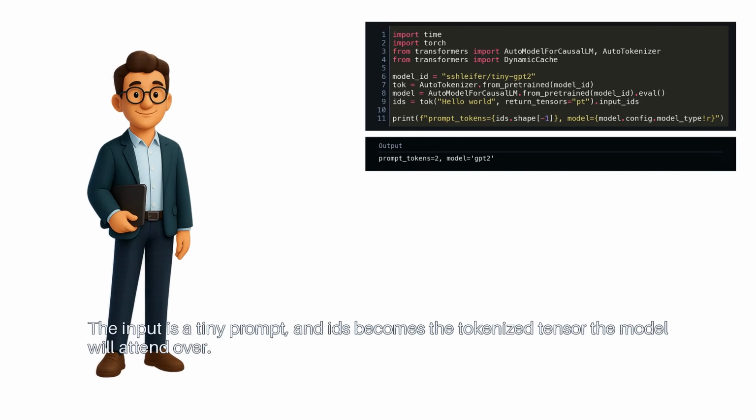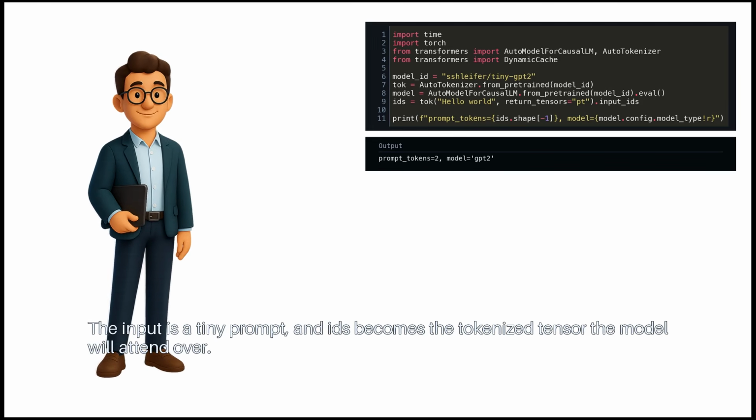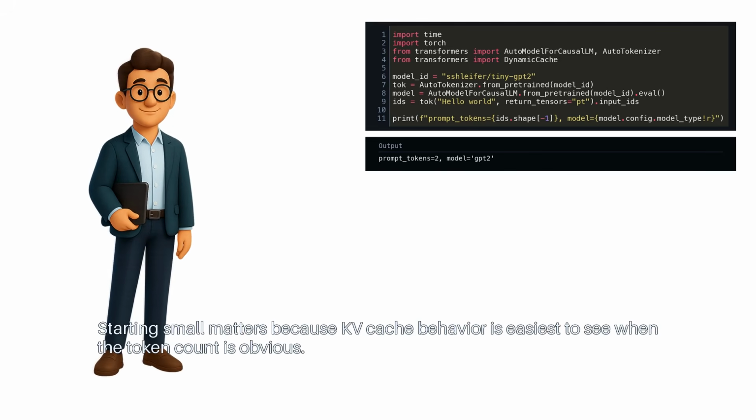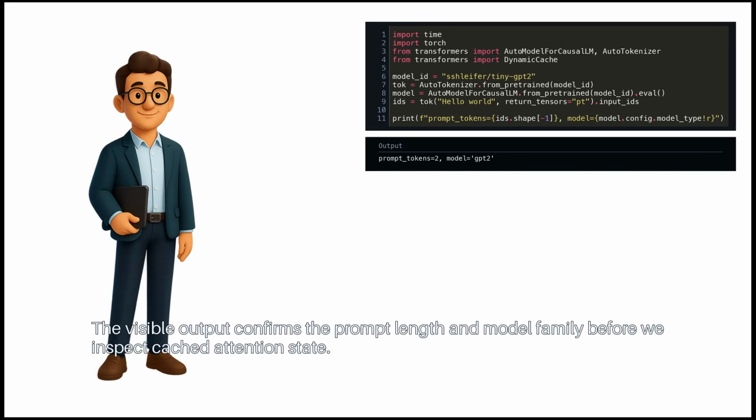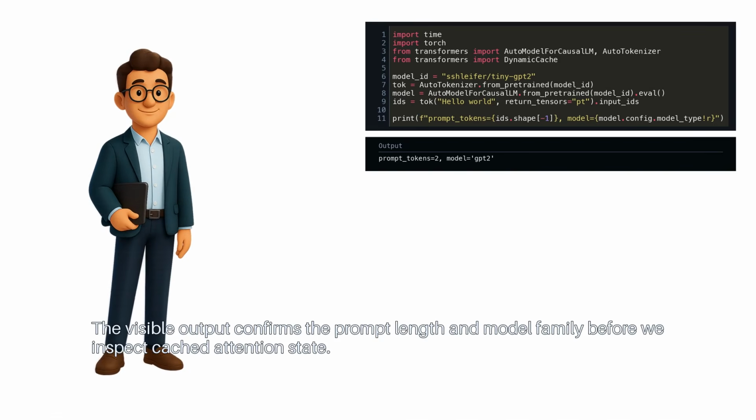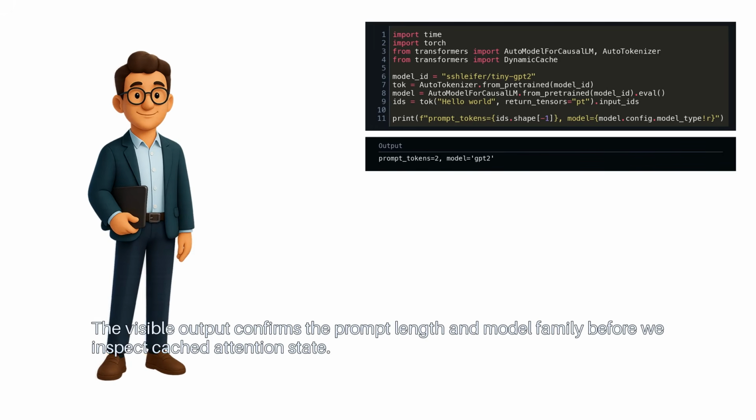The input is a tiny prompt, and ids becomes the tokenized tensor the model will attend over. Starting small matters because KV cache behavior is easiest to see when the token count is obvious. The visible output confirms the prompt length and model family before we inspect cached attention state.